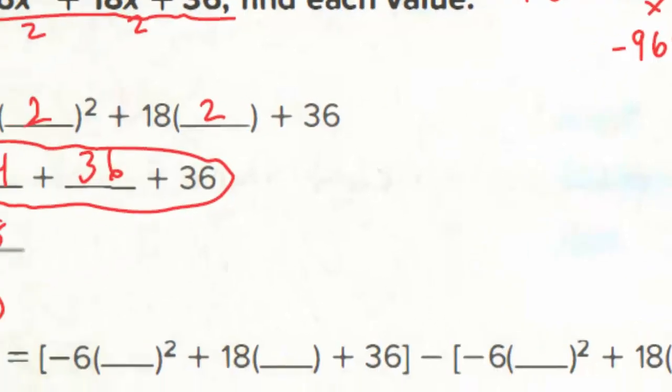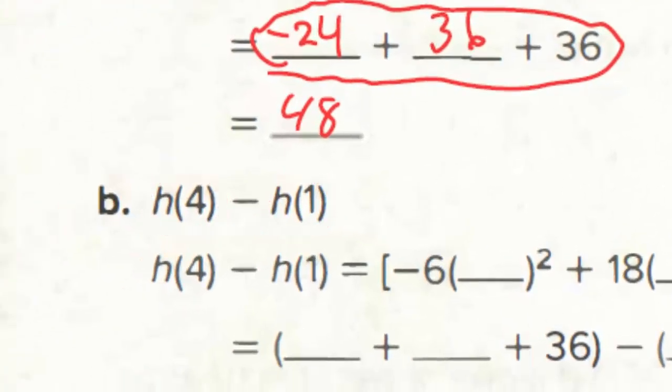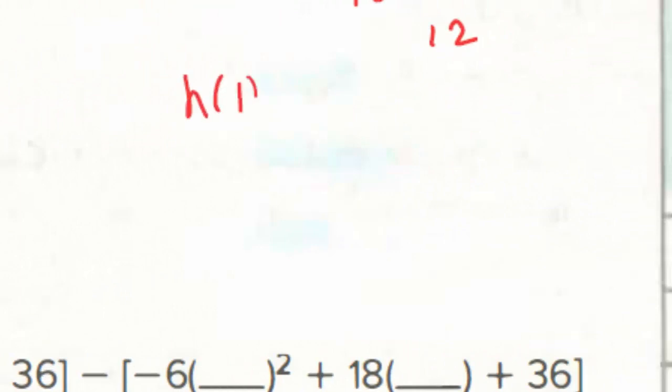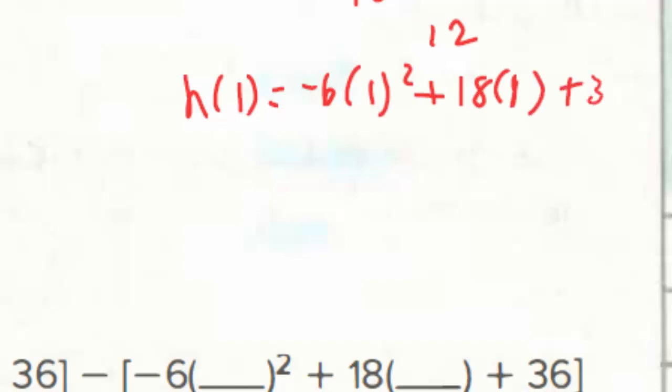So I'm going to come back over here to our beginning and put a positive 12 in place of h of 4, because h of 4 is equal to 12. Input a 4 into the function, and it outputs a 12. So the ordered pair would be 4, 12 for that point. Now we're going to find the value of that function again, function h, at 1. So h of 1 equals negative 6 times 1 squared plus 18 times 1 plus 36.